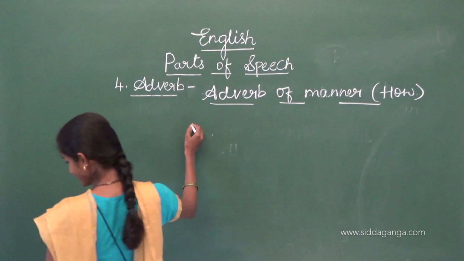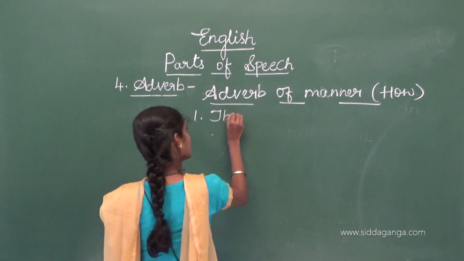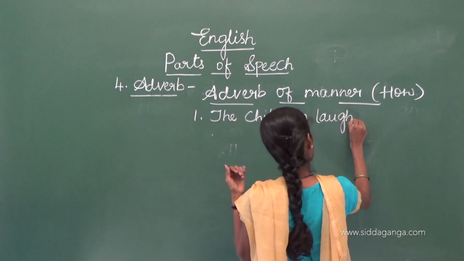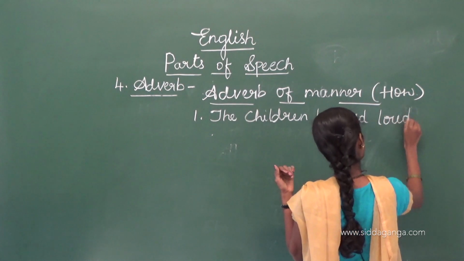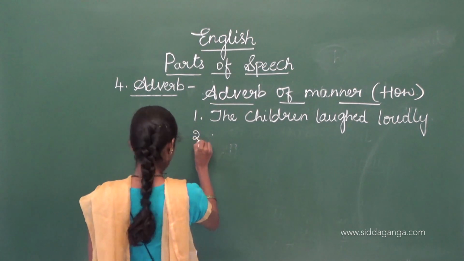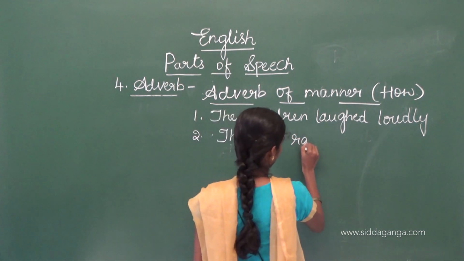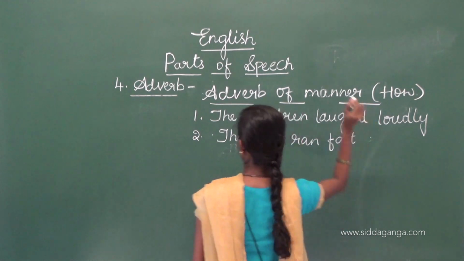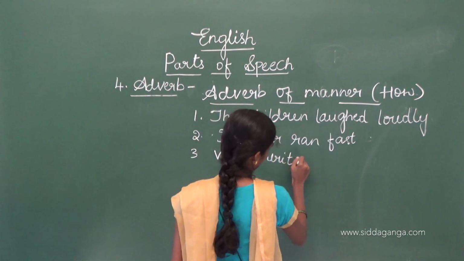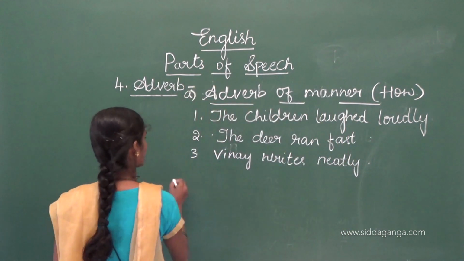Okay. I will write one example here. The children laughed loudly. Okay. The children laughed loudly. Second one, the deer ran fast. One more example I will write. Vinay writes neatly. So this is one form of the adverb.